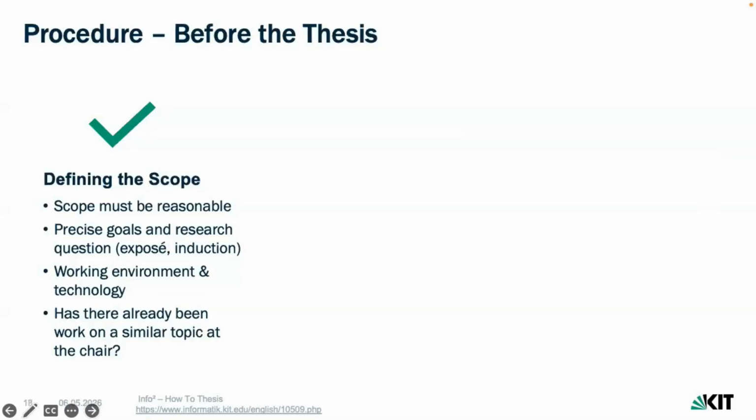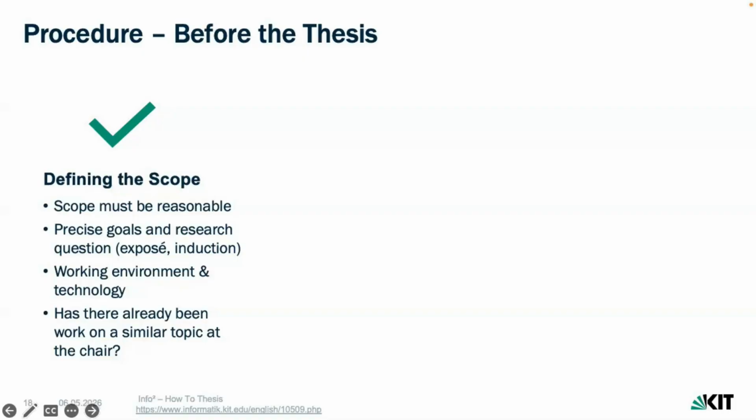Okay, procedures, what you have to do before the thesis. Defining the scope. The scope must be reasonable. Depending on bachelor or master thesis, it has to be able to be done in that time. It should also be worth only about 15 credit points. You can't do a master thesis in a bachelor's thesis. That's just not possible.